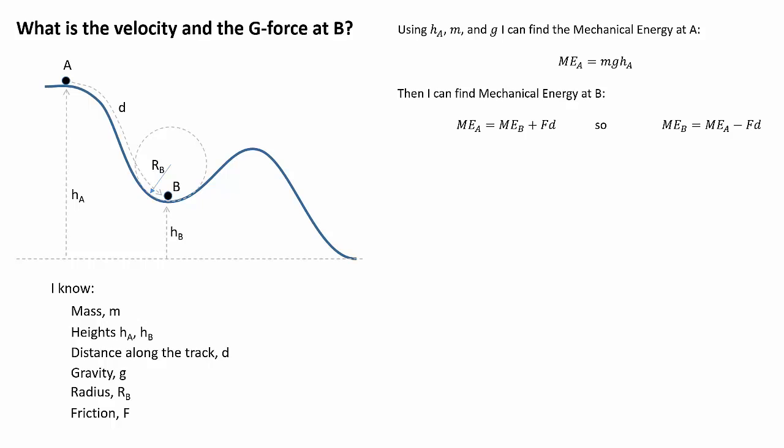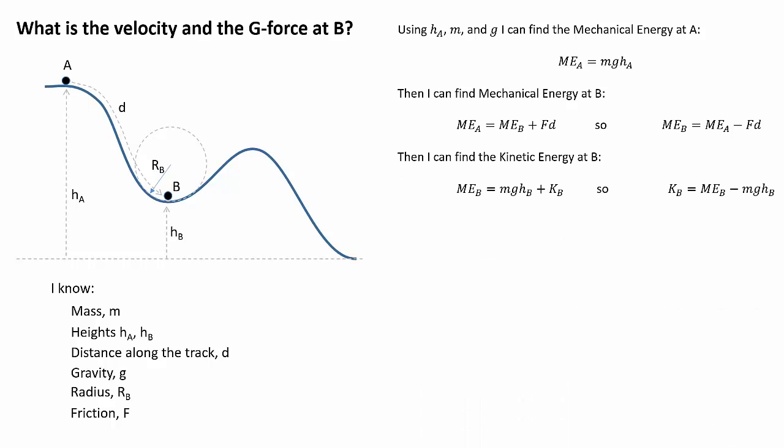So given that, I can find the total mechanical energy at B. The mechanical energy at B is the same as the mechanical energy at A, less the energy that we've lost due to friction. And the energy that we've lost due to friction is simply the frictional force times the distance. So we know the force, that's our frictional force, we know the distance, we can calculate that, we know the mechanical energy at A, so we can calculate the mechanical energy at B.